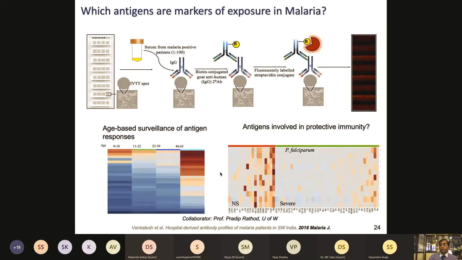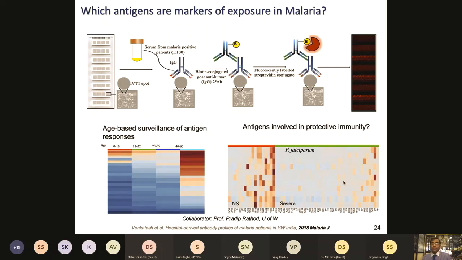Likewise, from this particular project, we were also quite interested to address other questions, like is there surveillance of antigen response we can do with an age-based population survey? So the same data is now being analyzed in a different manner, with different age group patients, like pediatric 0 to 10 or up to 60 or 70 years. We could see that there are very distinct signatures emerging in the older population. And when we compared patients with non-severe and severe response, we could see a very clear, distinct response. So there are a lot of different antigens involved in the protective mechanism.